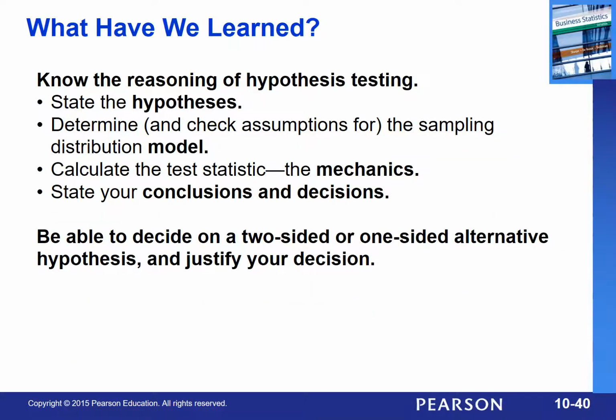So here are the steps all put together in one. State your null, determine your distribution model, come up with your mechanics, as in calculate the values that you need, come up with your conclusion and make your decision. Be careful when you're looking at one-sided versus two-sided, and make sure you justify your decision using your p-value.